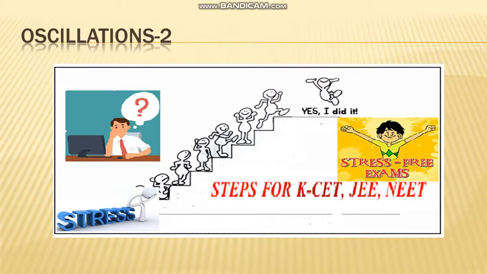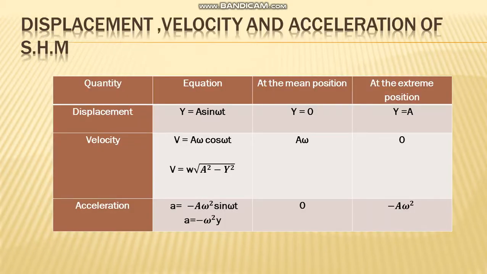Oscillation 2. Hello students, in this video you are going to study displacement, velocity and acceleration of SHM. Displacement of SHM is what? y is equal to a sin omega t. If we find the derivative of this equation with respect to time, then we get velocity. If we differentiate this formula again with respect to time, then we get the acceleration formula.